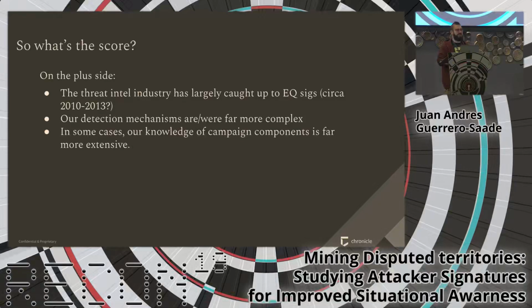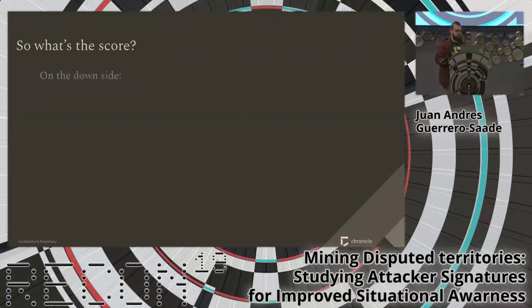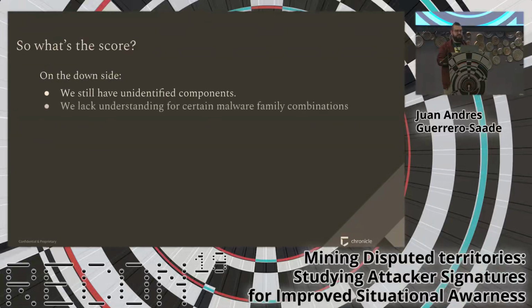But I don't think that's a fair assessment of us, right? We have a good understanding of certain types of campaigns and they do of others. Sort of mixing that up, right? We still have components that we can't identify, so clearly we're missing things within this whole space.